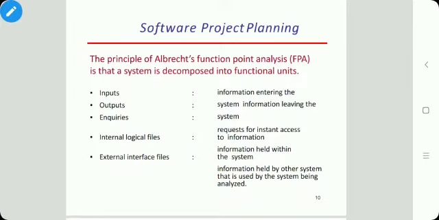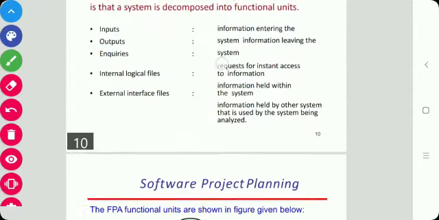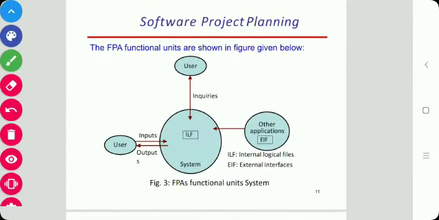Here, FPA is decomposed into 5 functional units: inputs, outputs, inquiries, internal logical files and external interface files. Inputs means information entering the system, outputs means information leaving the system, inquiries means requests for instant access to information, that is, if you want to retrieve information from the system. Internal logical files means information held within the system, and external interface files means information held by other systems that is used by the system.